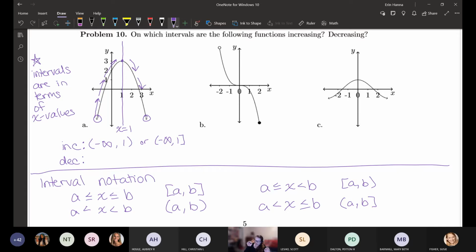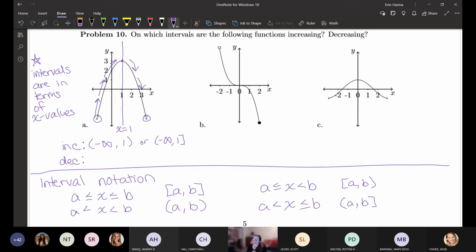So one thing, if you ever have an infinity, it never gets a bracket. Never put a bracket on an infinity. Infinity is technically not a number, it's a concept. So you can't say you're equal to infinity. That doesn't make sense.